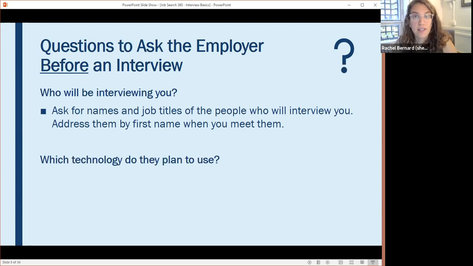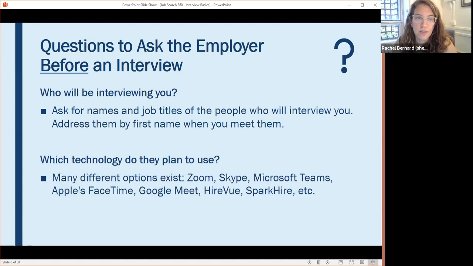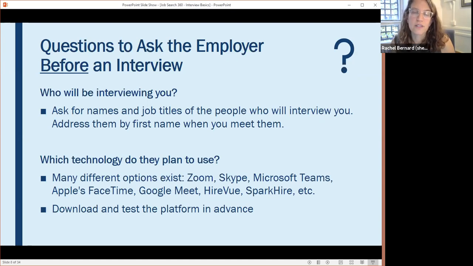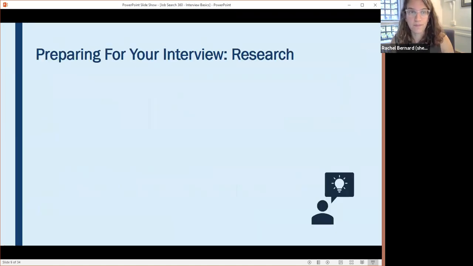Second, what technology do they plan to use? They'll probably share this with you, but obviously, there are tons of different options. So just make sure you know ahead of time. And if it requires a software download, it's great to do that in advance and click on the link to make sure it works in advance. So those are things to do before an interview that involve the employer.